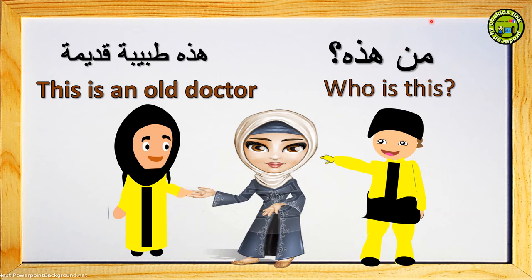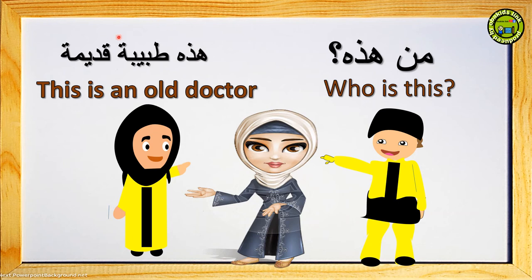Man is used to ask who this person is. Hazihi is just what the man is asking about. The reply is Hazihi tabibatun qadimatun. Hazihi is the subject. Tabibatun qadimatun is the predicate. Hazihi tabibatun qadimatun means this is an old doctor. As you can see in the reply, tabibatun qadimatun is used to describe hazihi, or this.